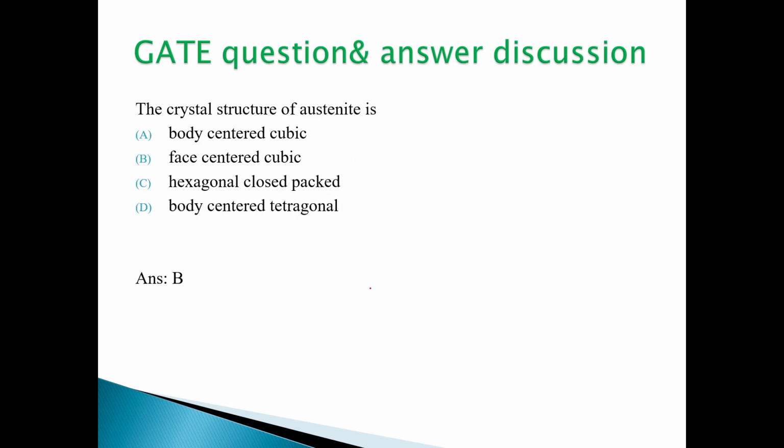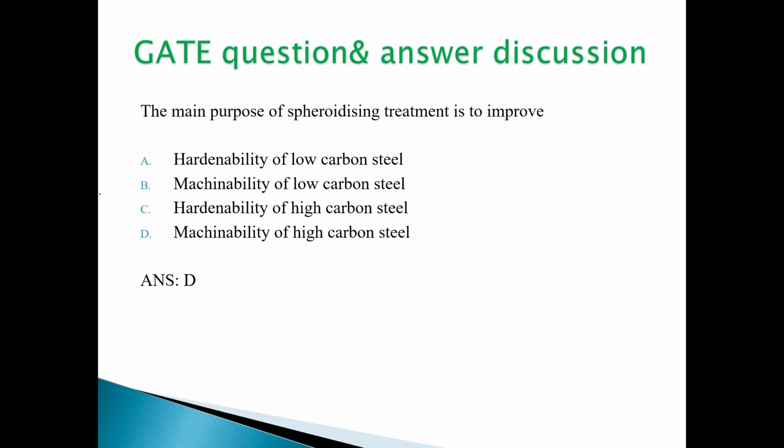The crystal structure of austenite is FCC. From the iron carbon diagram, we can easily understand. The main purpose of spheroidizing treatment is to improve machinability of high carbon steel.